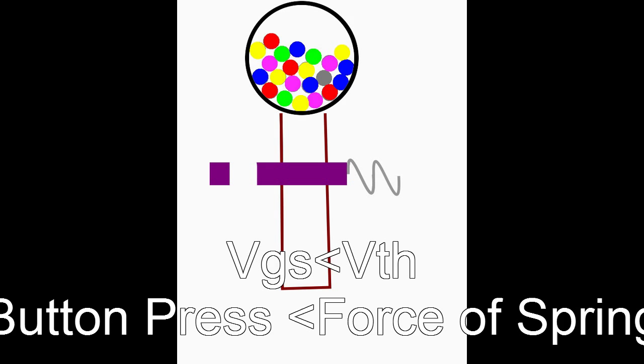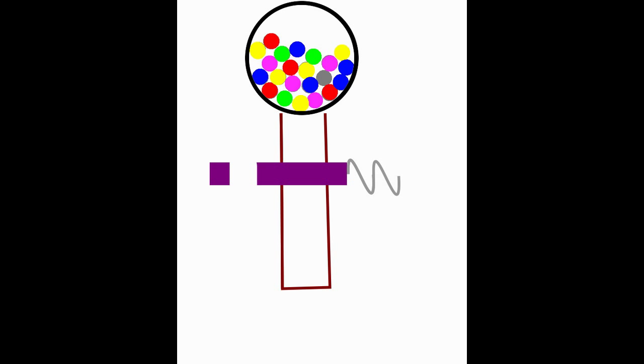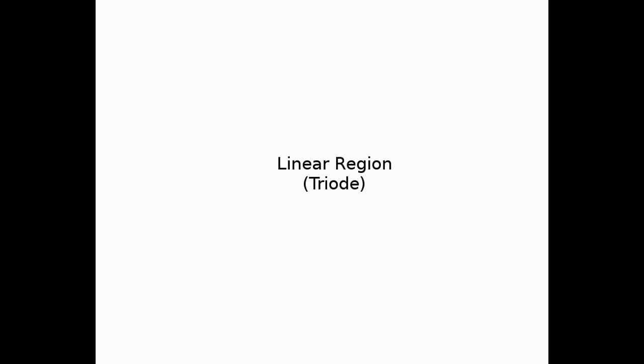Cutoff occurs when the voltage at the gate is less than the threshold voltage. In the gumball dispenser, this means you haven't pushed the purple button hard enough and the spring is keeping the tube closed. As you can see, no gumballs can get out. Similarly, when the gate voltage is below the threshold voltage, no electrons can get from the drain to the source. Therefore, there is no current through the MOSFET.